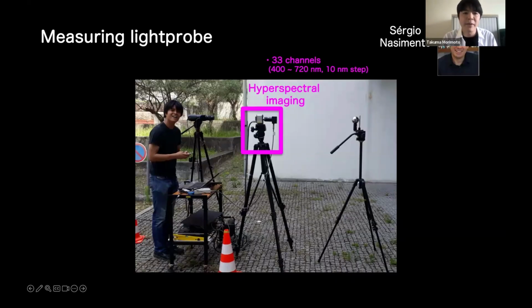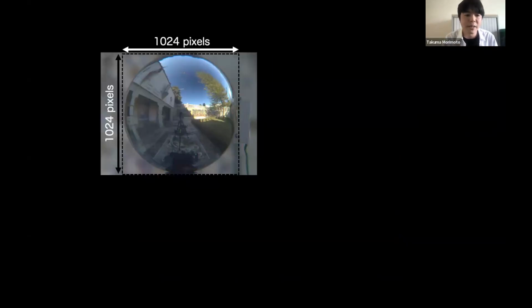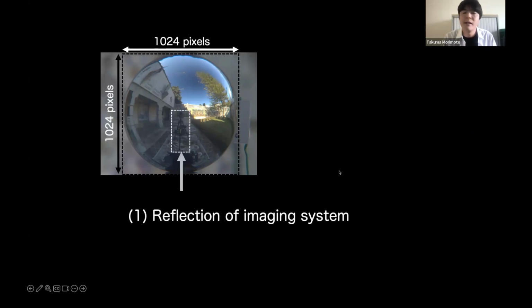And then this camera is basically focusing on this mirror sphere. This mirror sphere can reflect light from a wide range of incident angles like this. So this is just an example mirror sphere image. And the spatial resolution over the mirror sphere region is about 1000 by 1000. So this single image basically stores information about 1 million spectra. But there are two problems here. First, we are seeing diffraction of the imaging system itself, which we probably do not want in the final image.